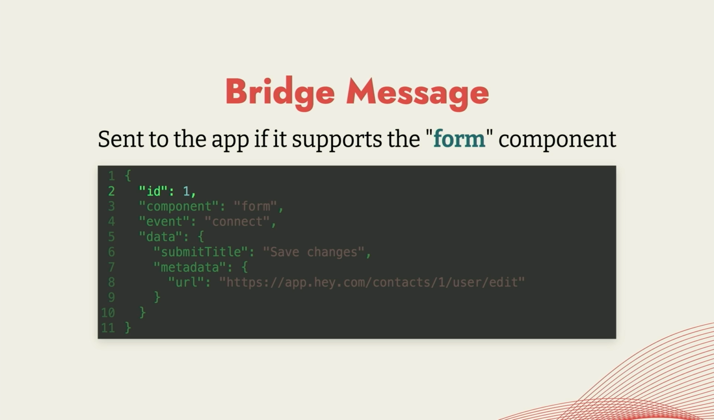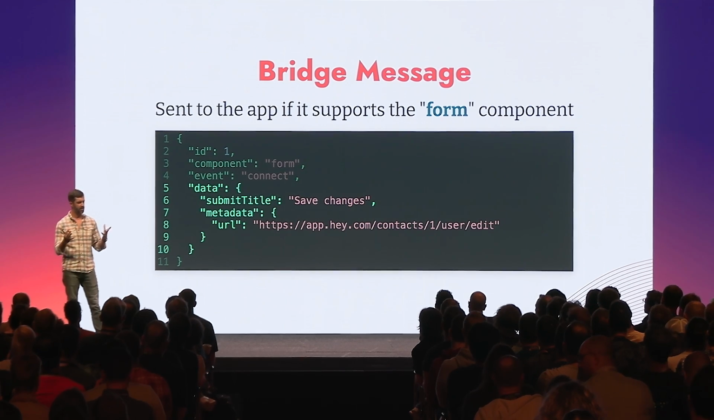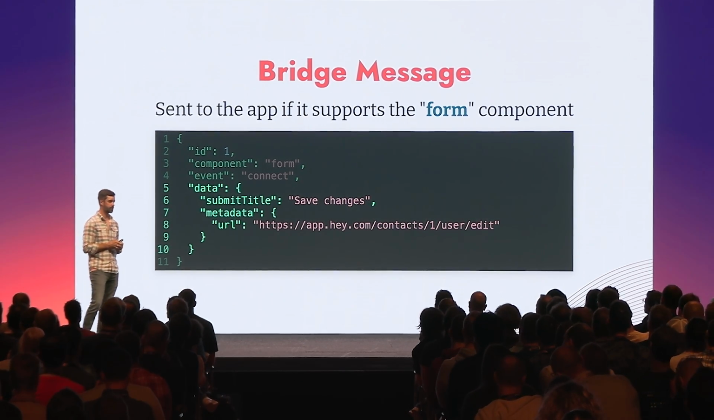So let's look at the bridge message that is sent if your native app supports the form component. Let's break it down. We've got an ID. This is just auto-generated by Strada on the website. You don't need to really worry about it. We've got the name of the component, which is form in this case. We've got the name of the event, which is connect. And we've got the data that's sent along. So you can see here, we've got the submit title. And we've also got some metadata that gets passed along as well. This makes sure that we always send the correct messages to the correct components on the correct screens. So that's what this is used for here.